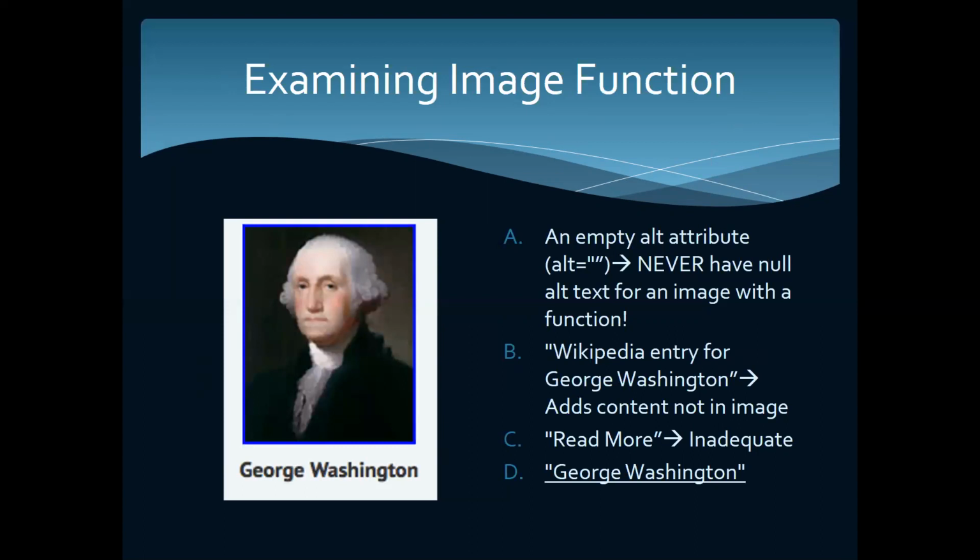Option B provides content that's not available through the image alone. A visual user can't tell that the image links to Wikipedia simply by looking at it. So that is additional information that we don't need to provide in the alt text. And option C doesn't provide an adequate description of the function of the image, especially out of context.